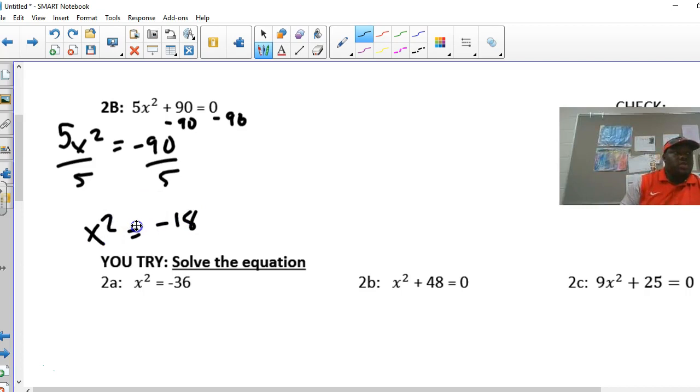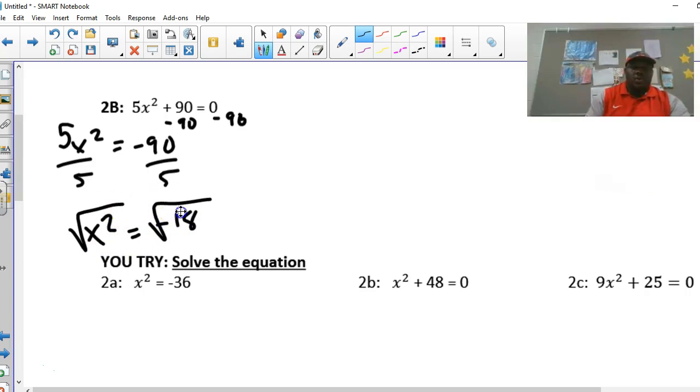Next we need to take the square root on both sides. So we want to get rid of this square here. We're going to take the square root on both sides. So take the square root here, take the square root here. Remember, once you take the square root on both sides, guys, you're going to have plus or minus. So we have, excuse me, not x squared, we have x equals plus or minus the square root of negative 18.